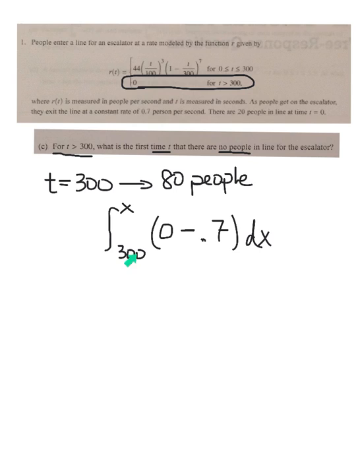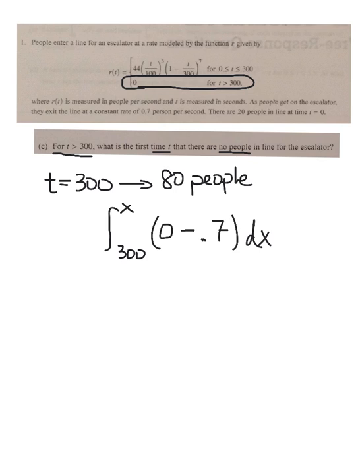Okay, so we are integrating because we want number of people, and this is a rate, and this is a rate. So when we have rates and we want number of people, we would integrate. So that's why we're integrating. We're integrating from 300 to who knows what, because they told us to look at values greater than 300. This is my rate in minus my rate out. Okay, now I'm not done.